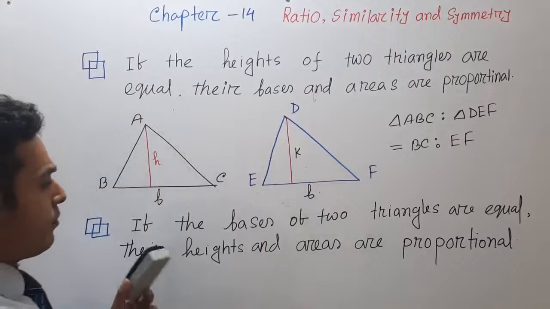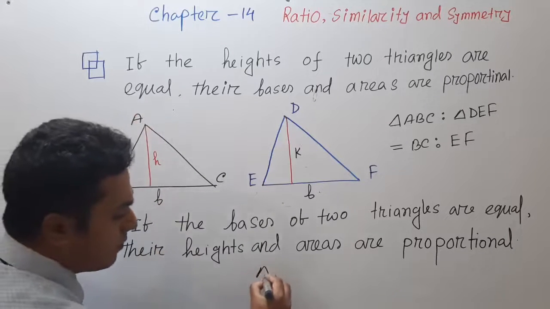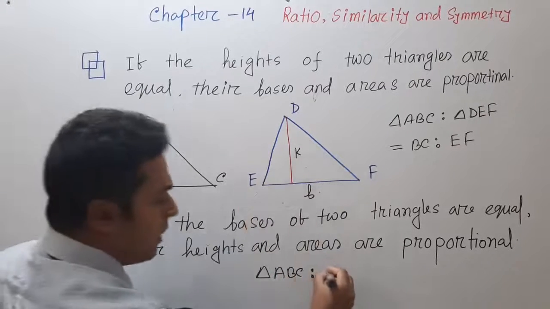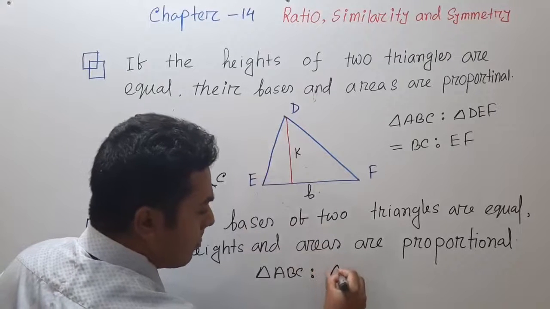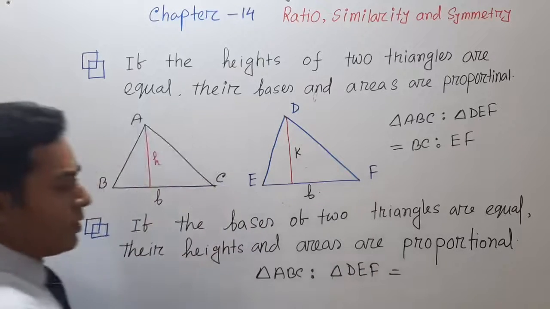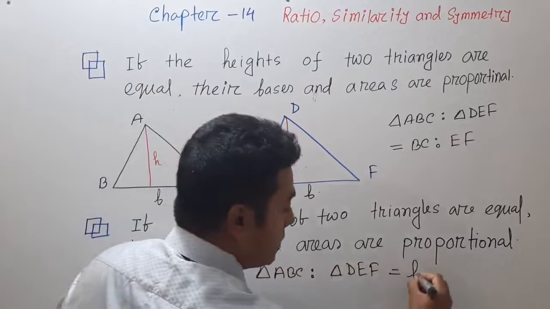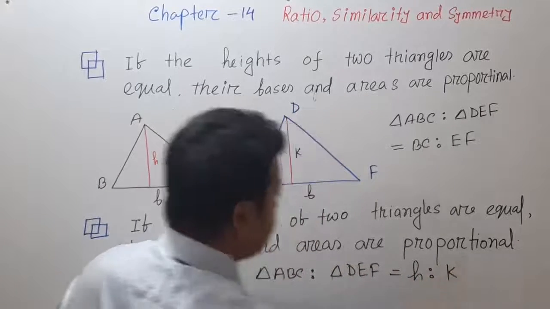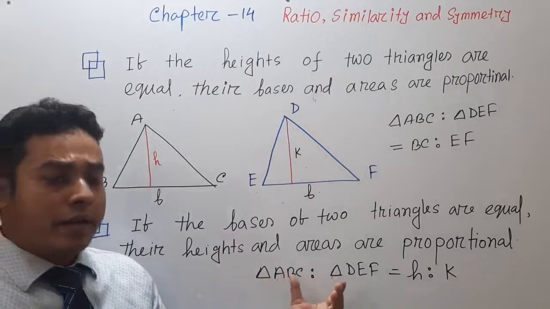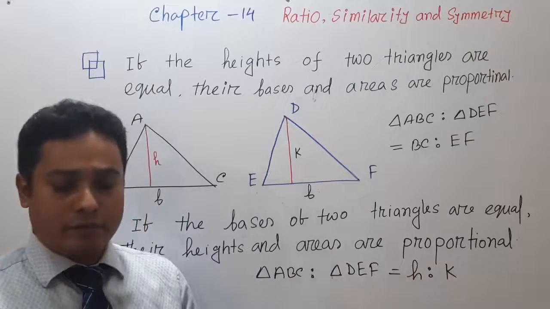That means the area of triangle ABC to the area of DEF is equal to the ratio of heights, h to k. That means the ratio of their areas and the ratio of their heights will be equal.